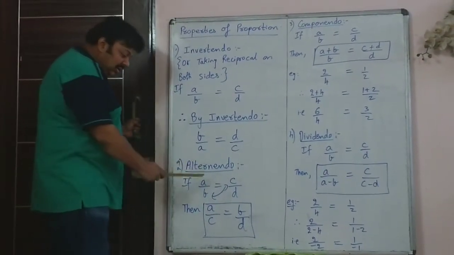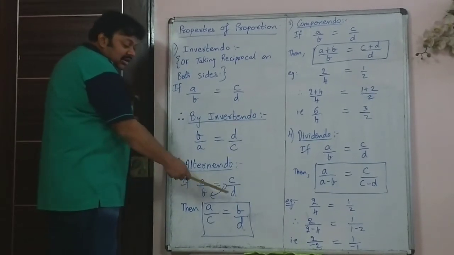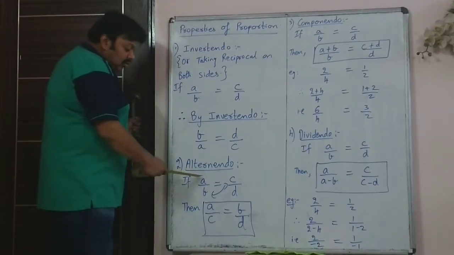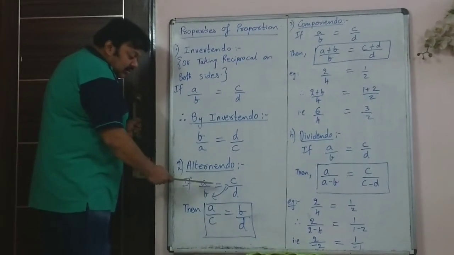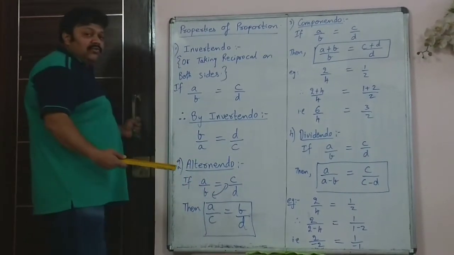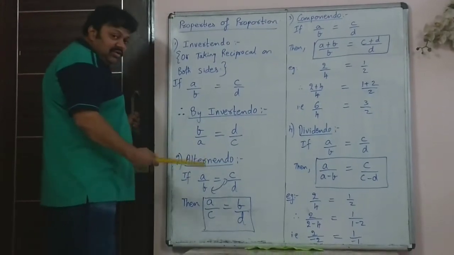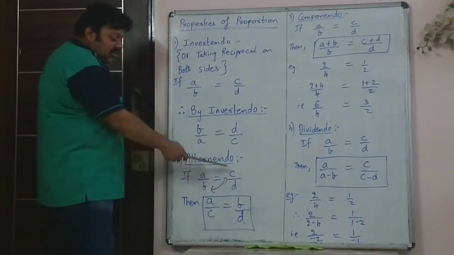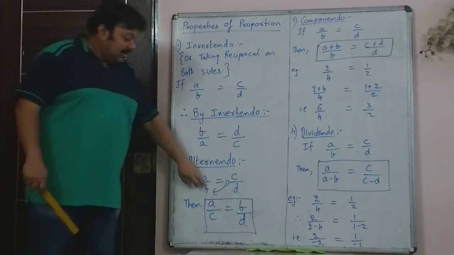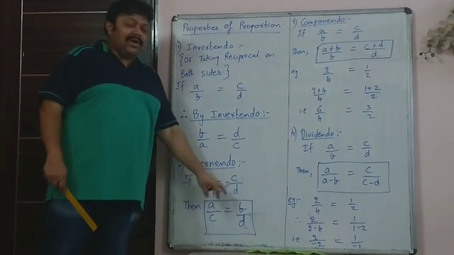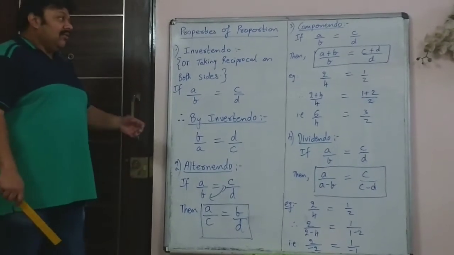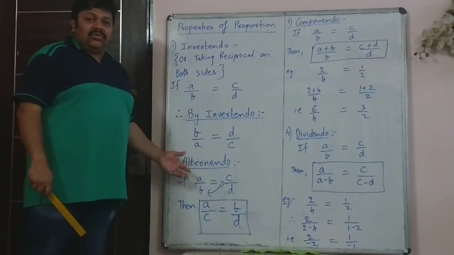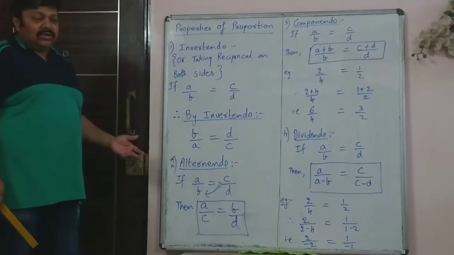You could also have swapped A and D. It doesn't make a difference. You could have written D upon B is equal to C upon A. That is also fine. So basically this means AD is equal to BC. So you are swapping either B and C, or A and D. That is known as alternando. Now when we do the sums, you will get used to what is to be used where.